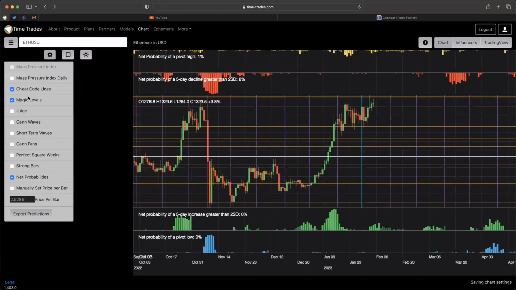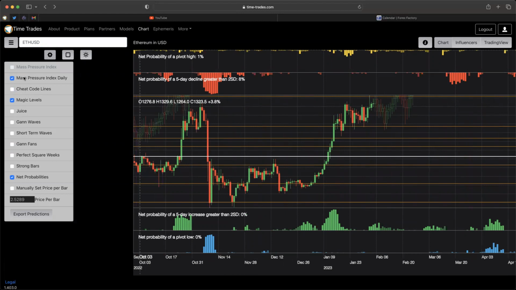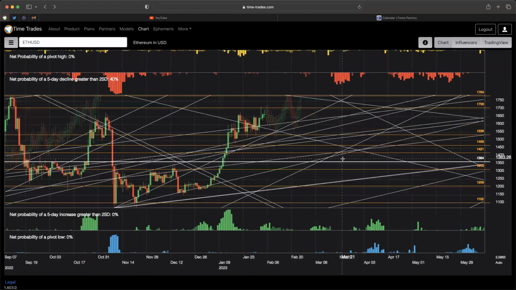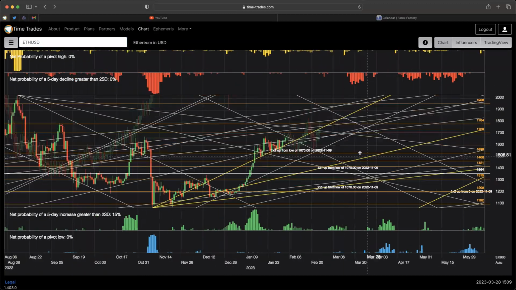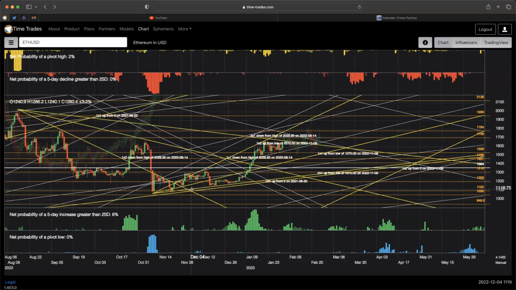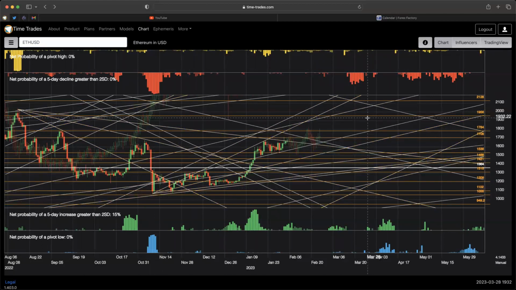All right, so we're going to turn off the cheat code, and we're going to turn on daily mass pressure, and we're going to turn on Gann fans, and we can take a look at this. So what I like to do with the Gann fans, as I put them on brand new, I like to just sort of visually square the chart. So I'm just going to drag the chart so that this most recent fan encompasses the low part of the price range and the high part of the price range.